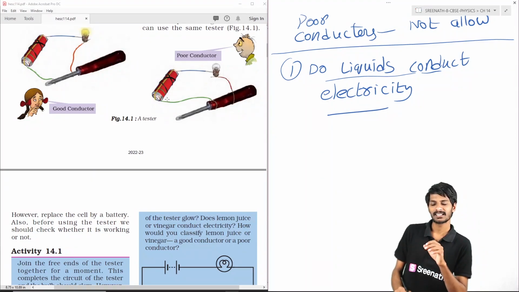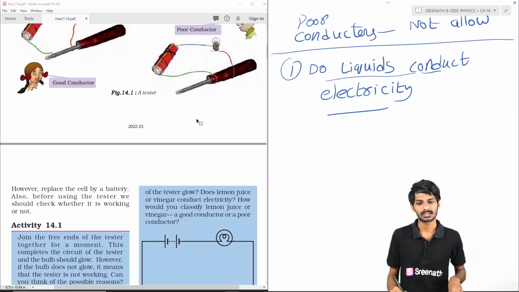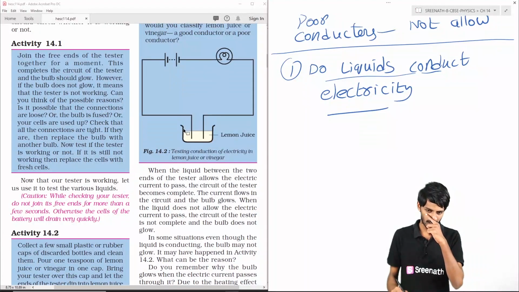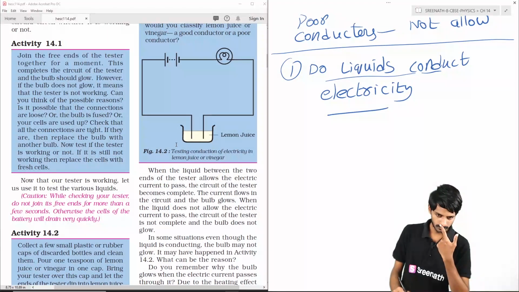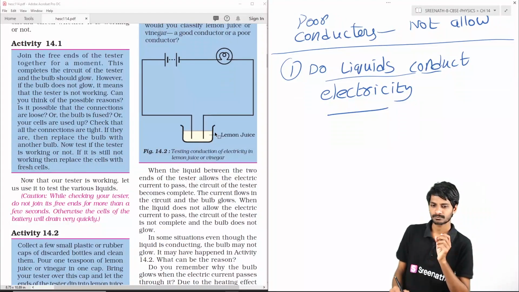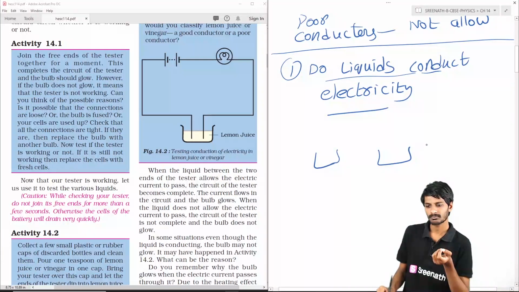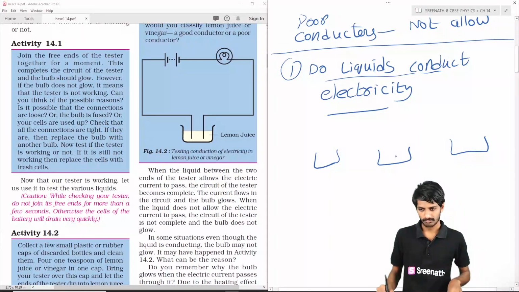After completing the testing of this kit, you have to do the task. You have to use this tester to test different liquids. For that, the students will do this type of arrangement. In plastic bowls or plastic cups, we will pour water. We will take two or three plastic cups, students, like this, and in all of them we will pour water.